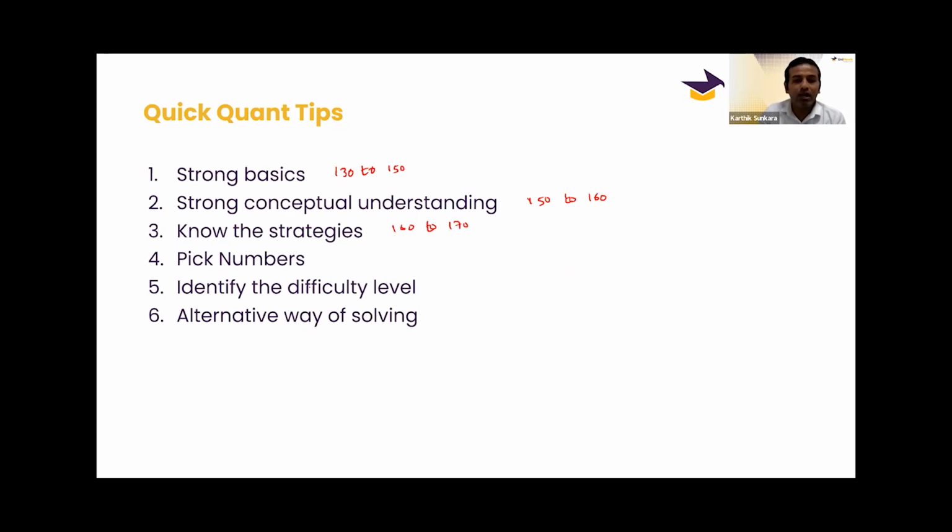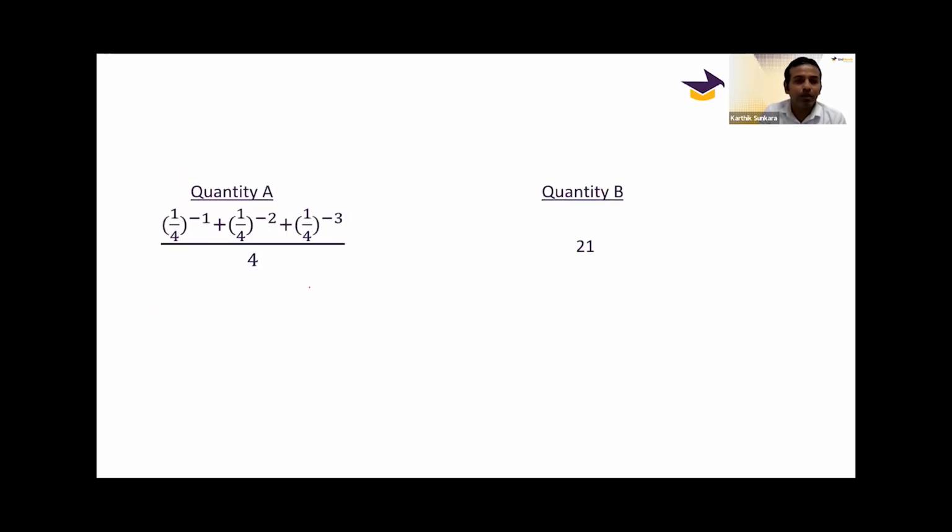Now let's look at the first question. Could you please solve this question? I'll give you 2 minutes. Once you are done with this, please type in your answer in the Q&A section.